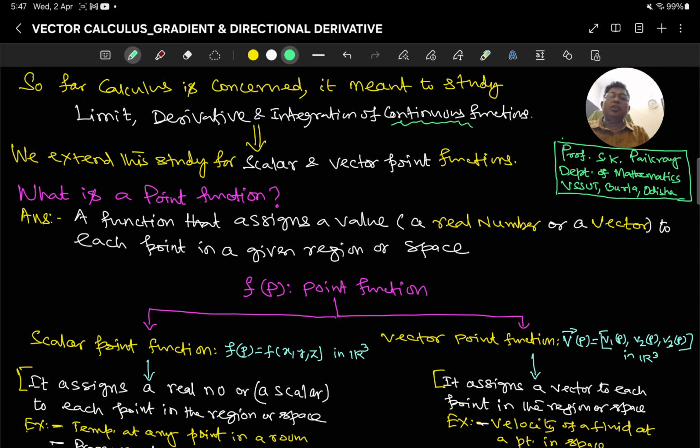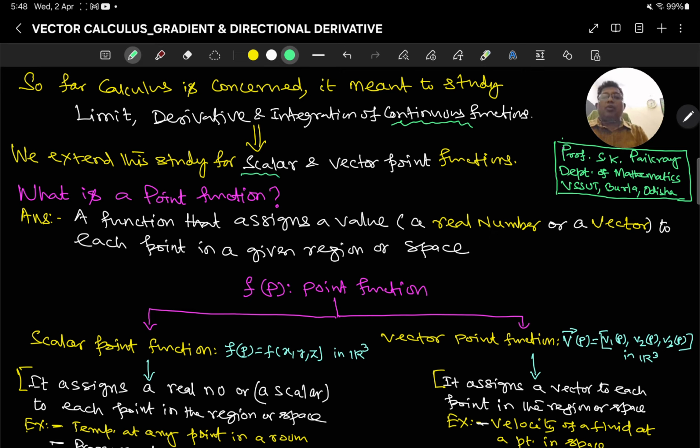Now we extend this study to vectors. Basically here we will discuss the derivatives, subsequently the gradient, and from an application point of view I shall discuss the directional derivative, and in the subsequent lecture I shall discuss the divergence and curl. So my intention is to extend this calculus, meaning we find the derivative of scalar and vector point functions. Also we will introduce the vector differential operator.